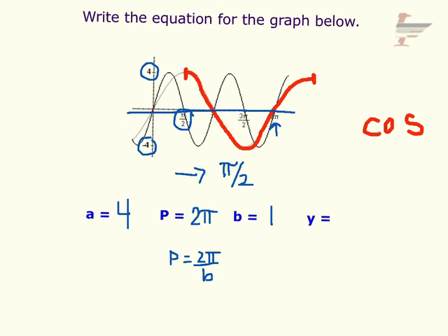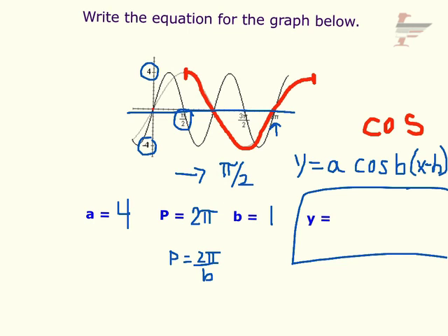Any horizontal shift goes in parentheses. So my equation is y equals a times cosine of b x, but in parentheses now x is going to be minus h, because I have a horizontal shift. So my equation is y equals 4, because my amplitude is 4, times cosine, b is 1, and x minus pi over 2 will shift me to the right pi over 2. And that is my equation.